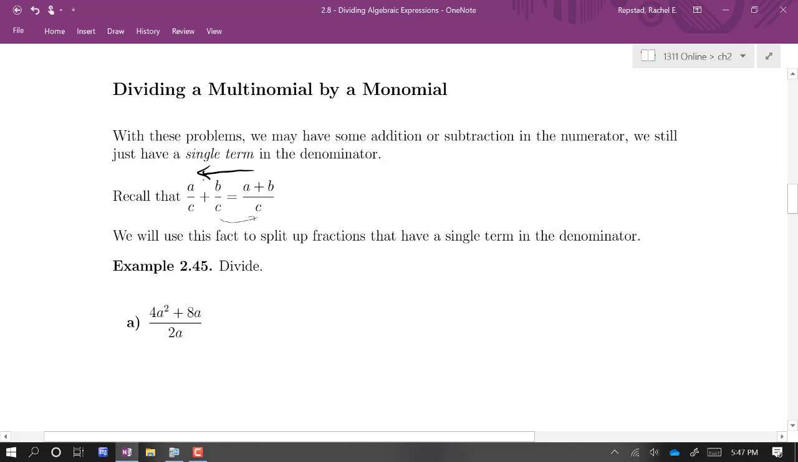And when we're using this fact to do some division, what I'm going to do is split up the fraction over any addition or subtraction that happens up top. So in this first example here, I've got 4a squared plus 8a all over 2a. So I'm just going to split up the fraction, 4a squared over 2a plus 8a over 2a. And then each of these fractions, I'm just going to simplify like I did the examples on the last page. Right now I've split it up into two smaller problems.